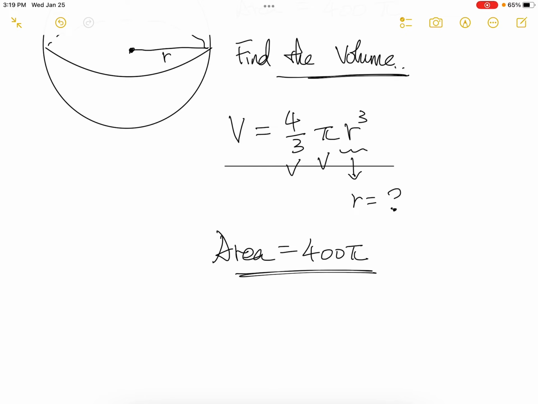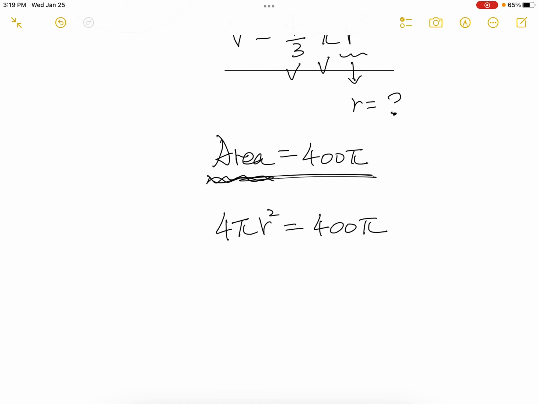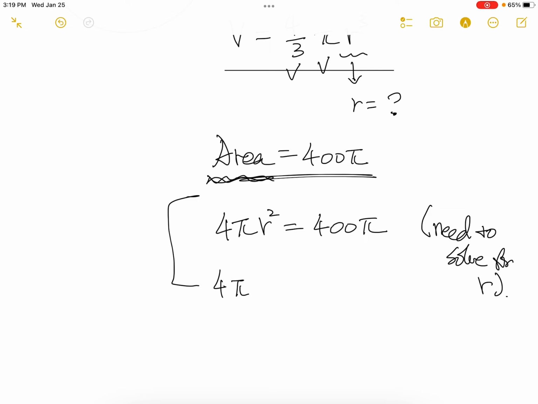So now naturally you have area, so let's go look for the formula for area, which is 4 pi r squared equals 400 pi. Okay, so then now you can see we need to solve for r, right? So now this is like a mini question of the same sort. Do you have all the information you need to solve for r? Yes, you do. So you have 4 pi times r squared equals 400 pi.